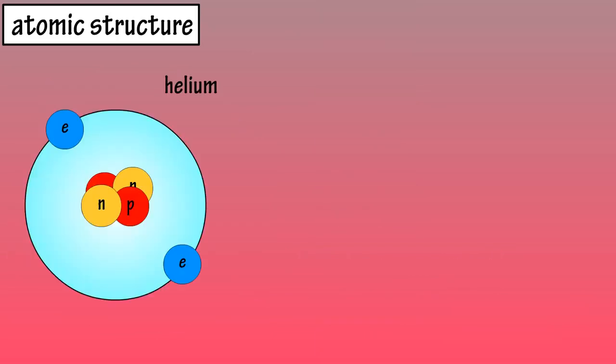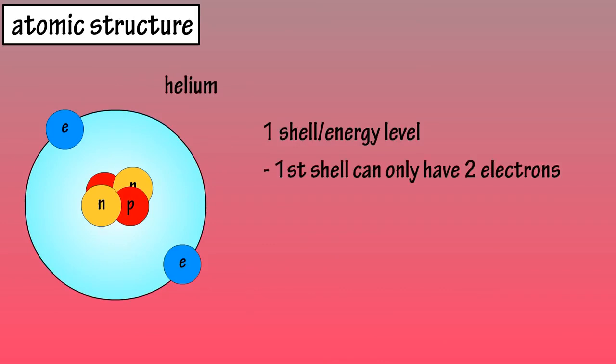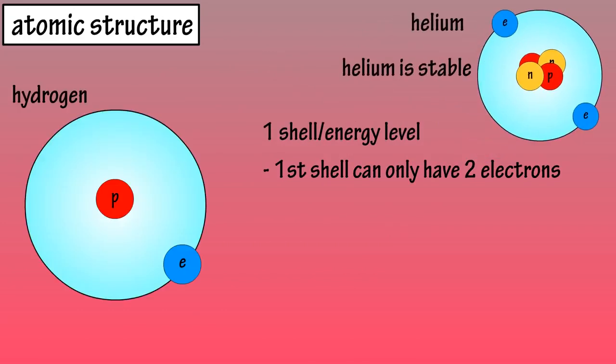If we look at helium, which has only one shell or energy level, we see that it is full because it contains 2 electrons. So helium is stable, and there is no naturally occurring compound containing helium. Hydrogen, which also has only one ring or shell, possesses only 1 electron in its shell, so it's chemically reactive.